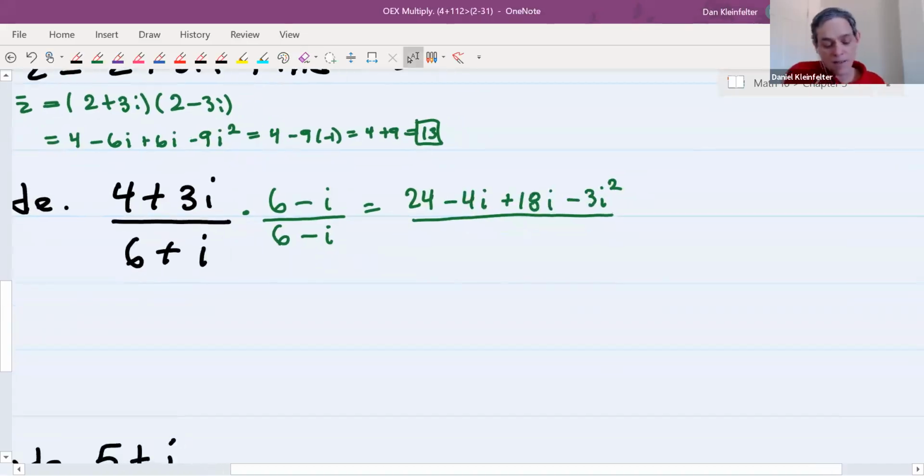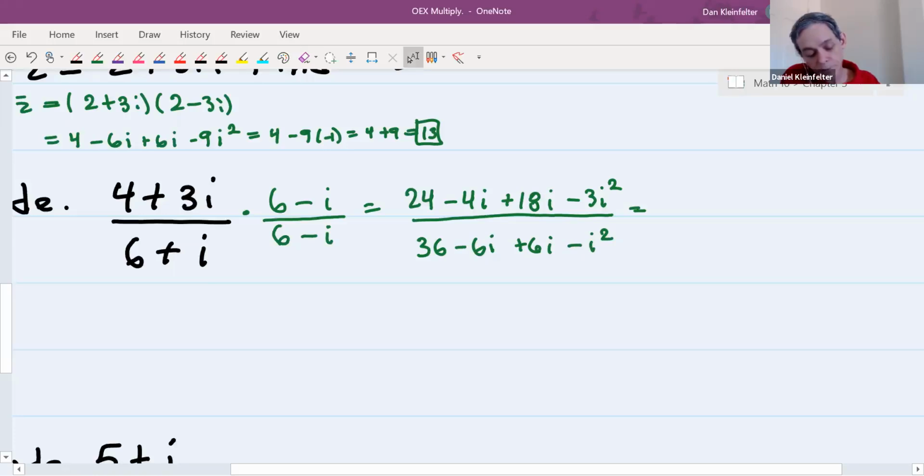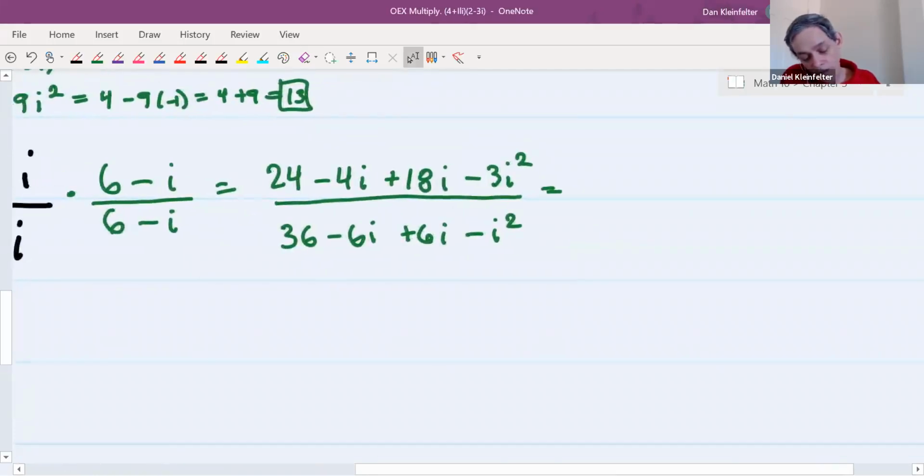Instead, let's pop down to the bottom. 6 plus i times 6 minus i. 6 times 6 is 36 for our firsts. The outers will be minus 6i. The inners will be plus 6i. Again, notice that those are going to add up to 0. And then in the back, we'll have minus i squared. Okay, a little bit more simplifying to do.